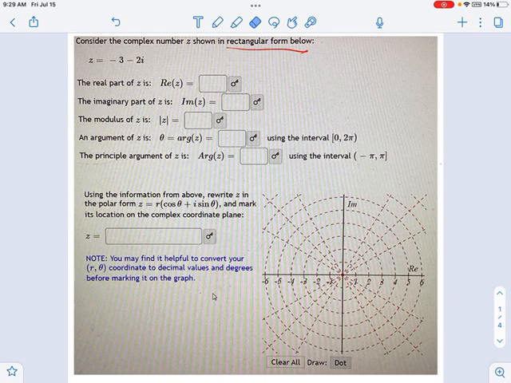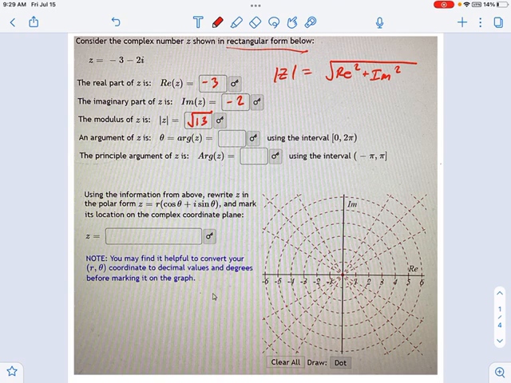But let's clear up the easy stuff first. The real part of this one is -3. The imaginary part is -2. The modulus, if you remember how modulus is calculated, is the square root of the real part squared plus the imaginary part squared. If you simplify that for this one, you'll see we get radical 13. Okay, so easy stuff's out of the way.